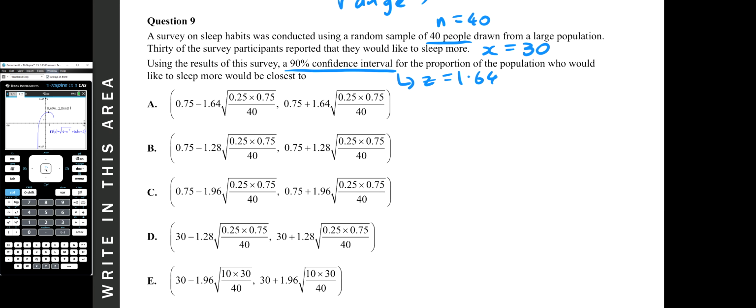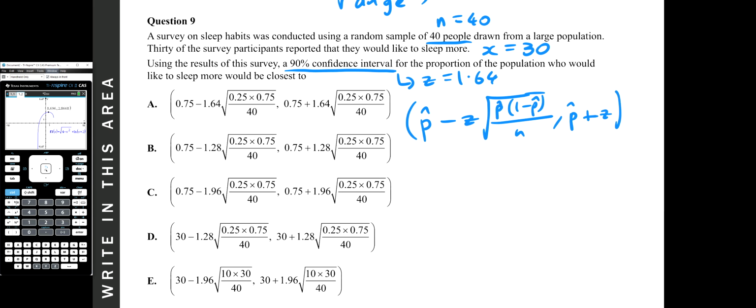So you need to go to a formula sheet and see that the formula for a confidence interval looks as follows. So it's p hat minus z times square root of p hat times 1 minus p hat over n, comma, and the exact same thing, but with a plus. Plus z square root p hat times 1 minus p hat all over n. You get the gist from that.